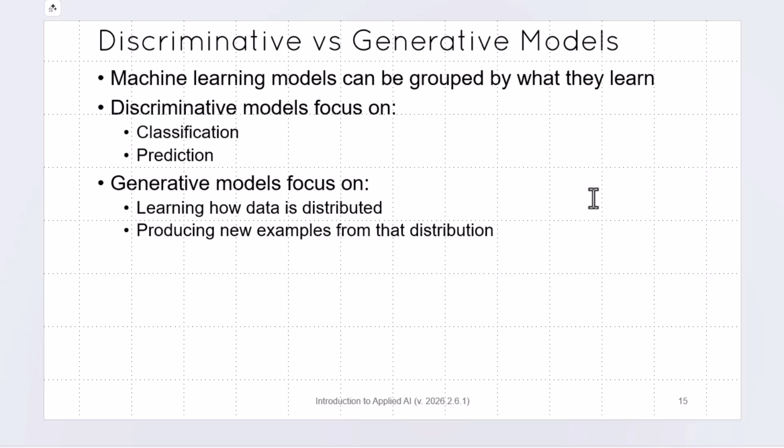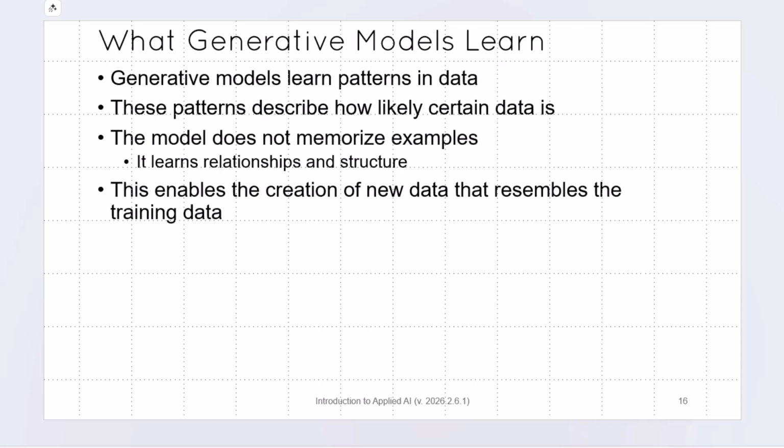Okay, so for example, you have a set of data you're trying to organize by different classes, or we're trying to look at previous data and say, okay, well, the housing market looked like this up to this point. What will it look like in the future based on previous data? That's prediction. Generative models will focus on learning how data is distributed and producing new examples from that distribution.